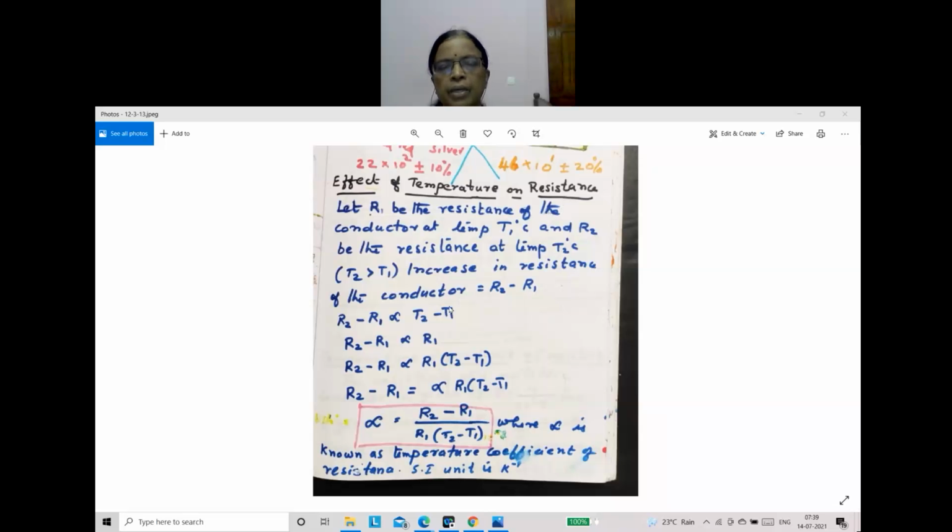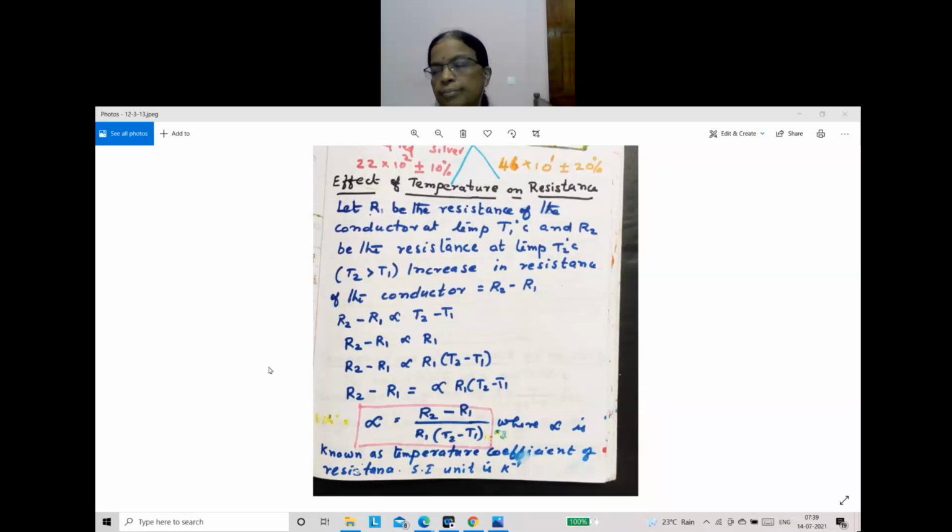What is the purpose of resistance in a circuit? In a circuit, we connect resistance to reduce the current. But there are some other effects also. Depending on the temperature, what happens to this resistance? Let us see that, very important. Resistance we have studied according to Ohm's law, V equal to IR, R equal to rho L by A, all those equations. Rho equal to m by n e square tau.